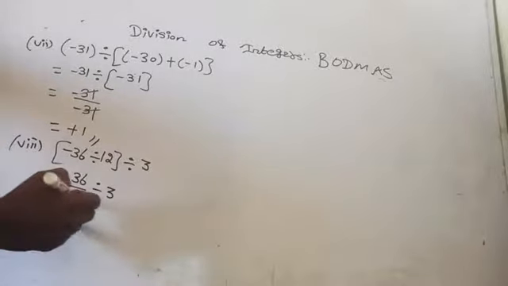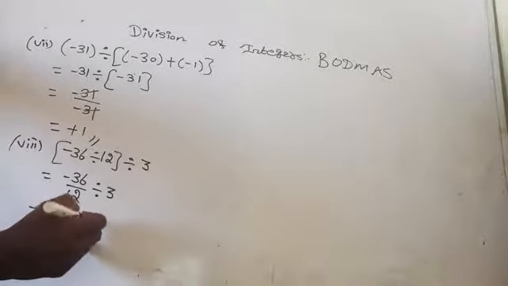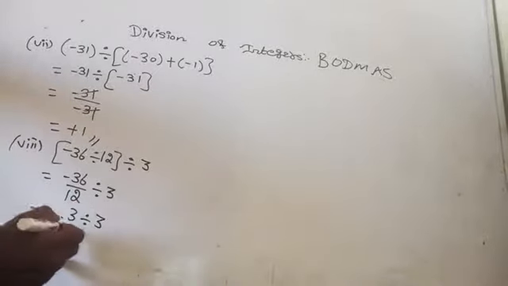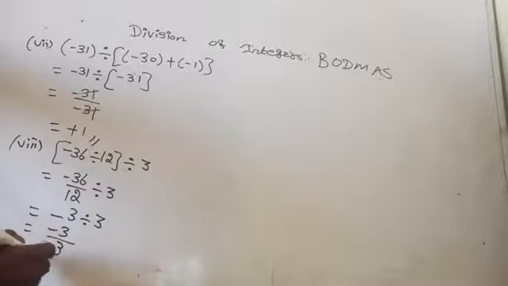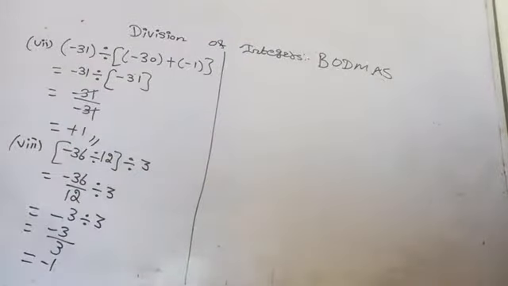So how many 12s are there? 3 12s are there. Then it is minus 3 divided by 3. So minus 3 by 3 is equal to minus 1. Am I right here? Yes. Now come to the next question then.